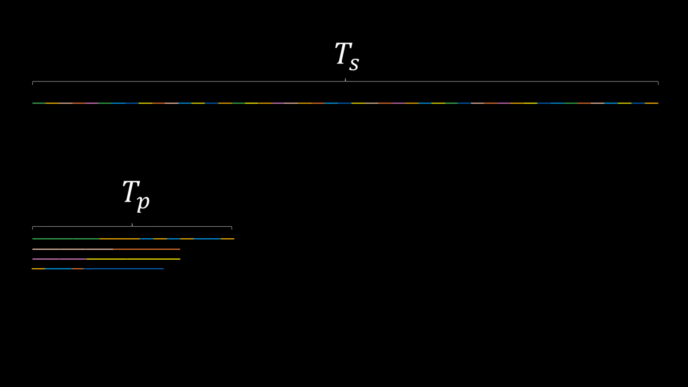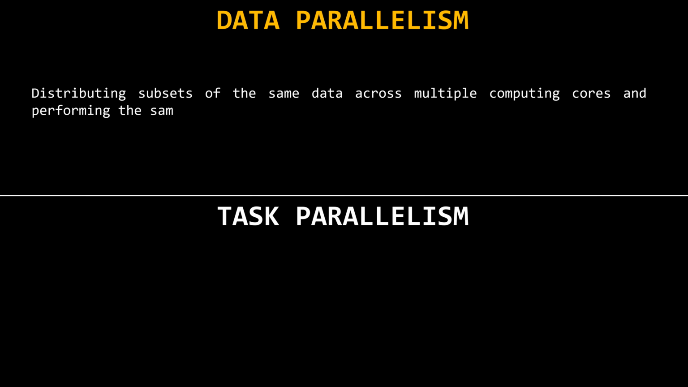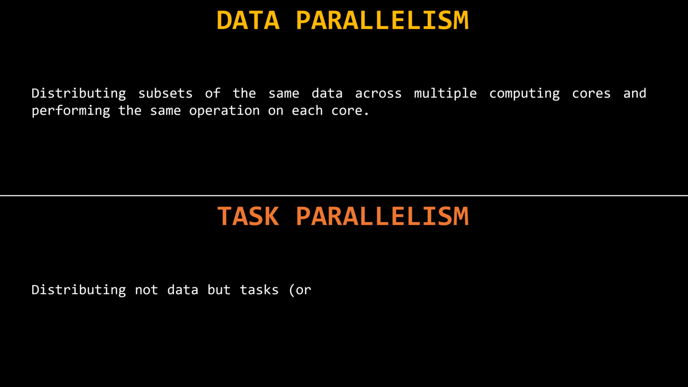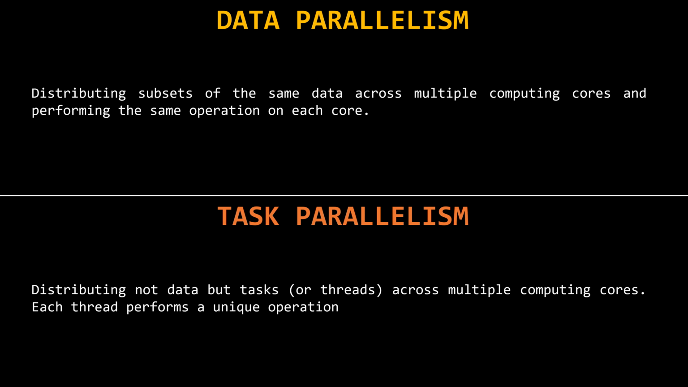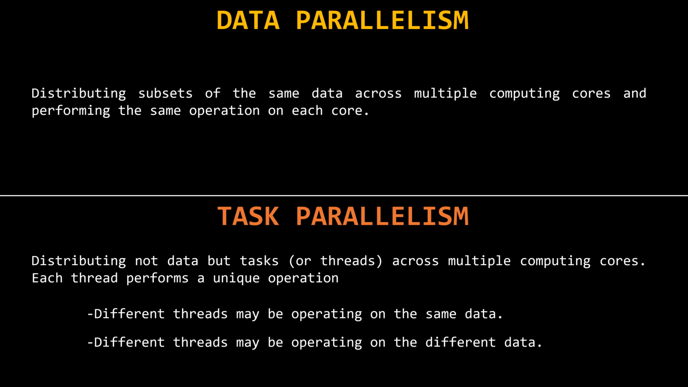In general, there are two types of parallelism: data parallelism and task parallelism. Data parallelism focuses on distributing subsets of the same data across multiple computing cores and performing the same operation on each core. Task parallelism involves distributing not data, but tasks or threads across multiple computing cores. In other words, each thread is performing a unique operation. But here we have multiple scenarios. Different threads may be operating on the same data, or they may be operating on different data.